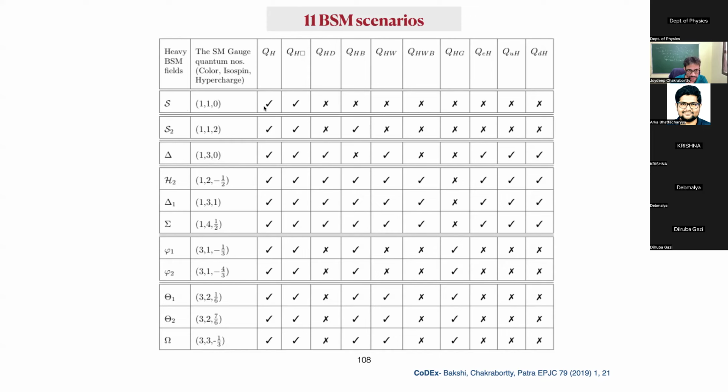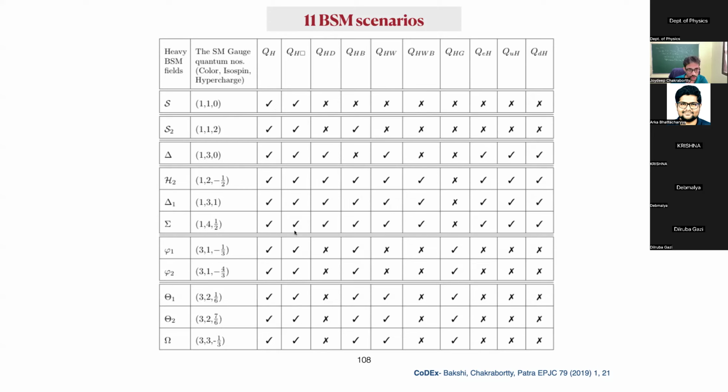Now, the tick marks are basically saying that this operator is generated. At this point, we are not worried whether it is at the tree level or one-loop level, because we are performing the analysis up to one loop. So they are generated at the tree level, or if not tree level, then at one loop. And cross means that up to one loop, this operator is not generated. Okay. That is how we made our program used in this particular context and identified this whole table.